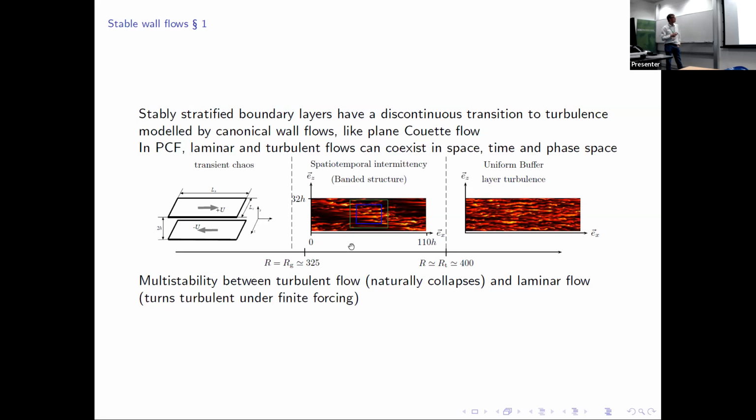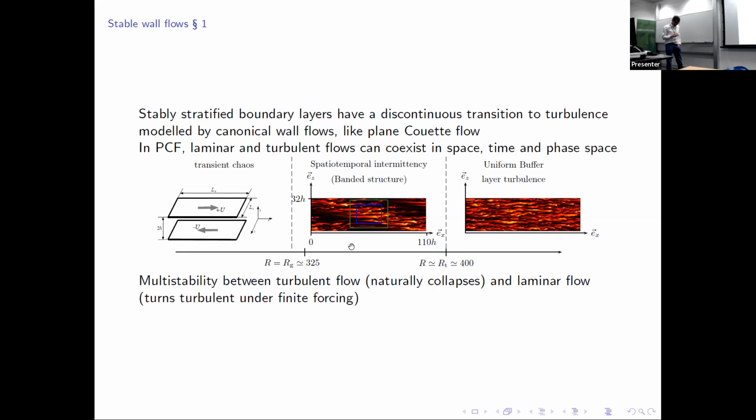size. And what happens in plane Couette flow is that the laminar base flow is linearly stable for all Reynolds numbers. So this means that, but turbulence exists, as you can see in these numerical simulations, where you see the kinetic energy in a horizontal plane. So what happens is that you have multi-stability between turbulent flow and laminar flow. So what this means is that if you put some forcing or some finite amplitude initial condition in plane Couette flow, it can go toward turbulence.